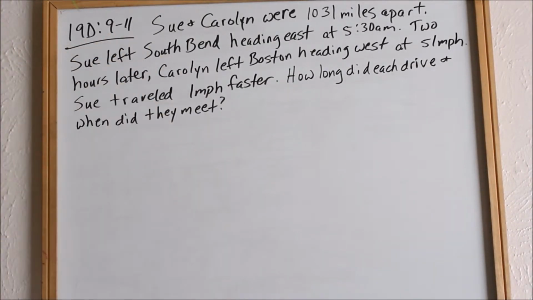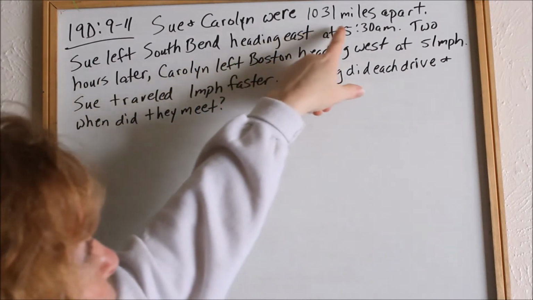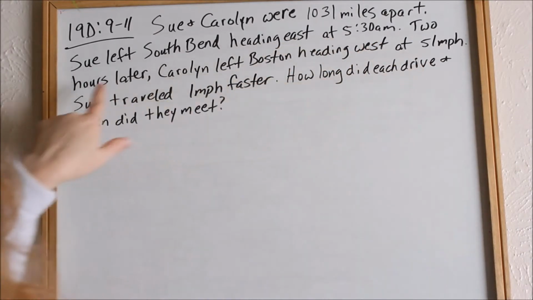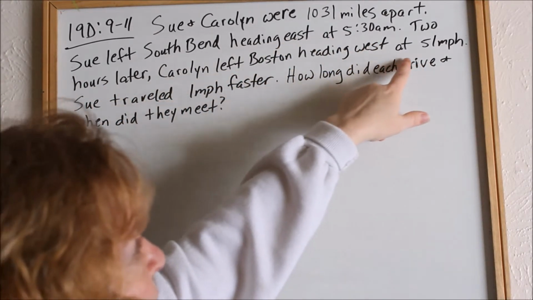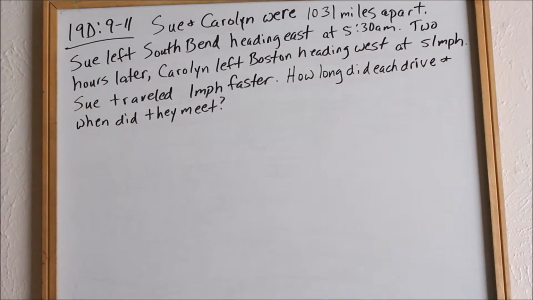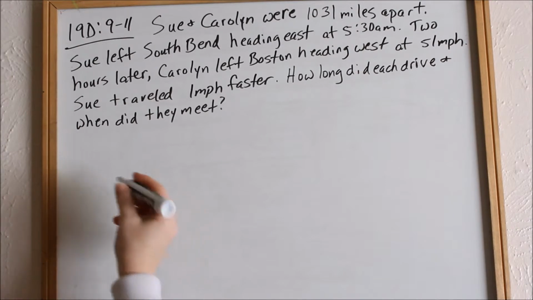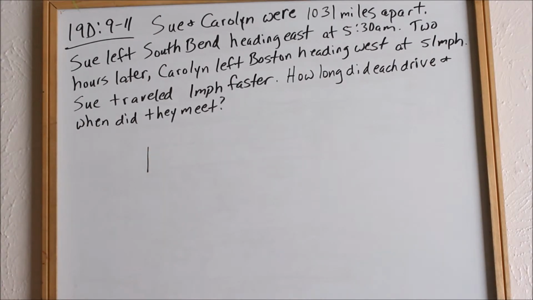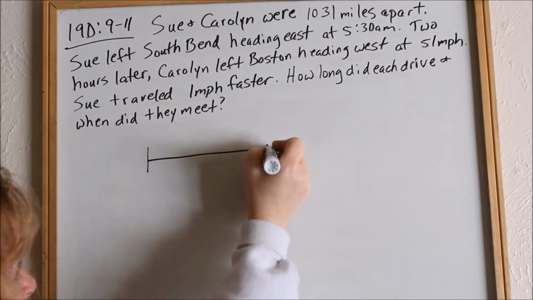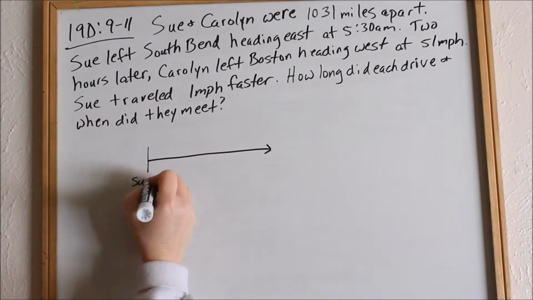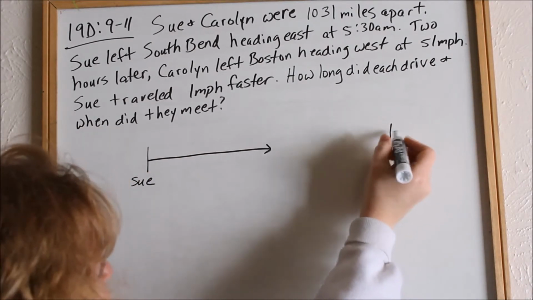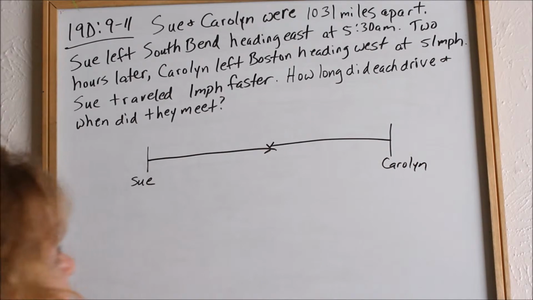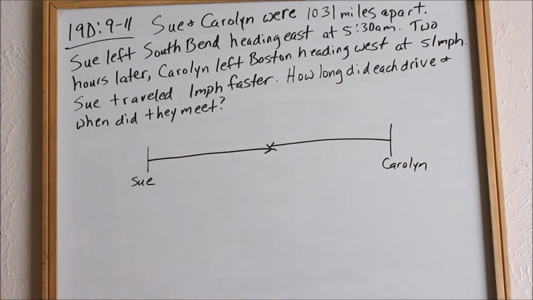Okay, we're looking at 19D, 9 through 11. Sue and Carolyn were 1,031 miles apart. Sue left South Bend heading east at 5:30. 2 hours later, Carolyn left Boston heading west at 51 miles an hour. They are both heading in the opposite direction. Okay, you have Sue, who's here, and she's heading east. And then you have Carolyn over here who's heading west. So this is one of those scenarios where they're going to meet somewhere in between.